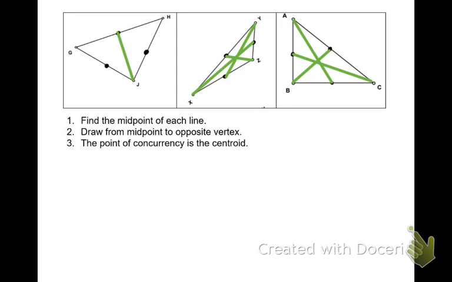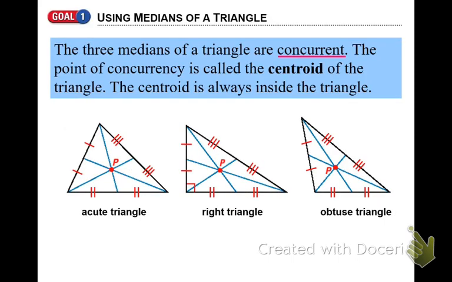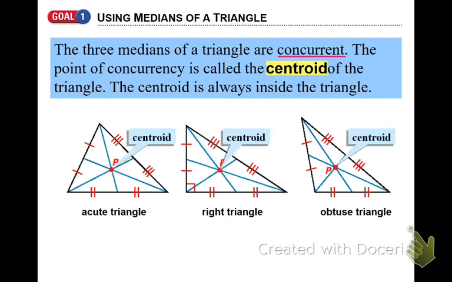So midpoint, opposite side, midpoint to the opposite side, midpoint to the opposite side. You should have a center where they all intersect. This center will be called a centroid. The three medians of a triangle are concurrent. Their point of concurrency is called a centroid, which you just did. Your fill in the blank is that a centroid is always inside of the triangle. All right, so a centroid is always inside the triangle.